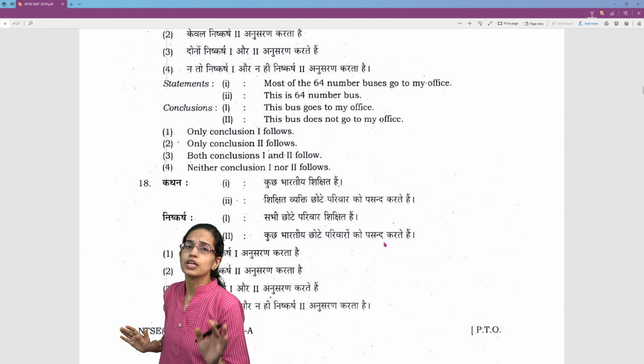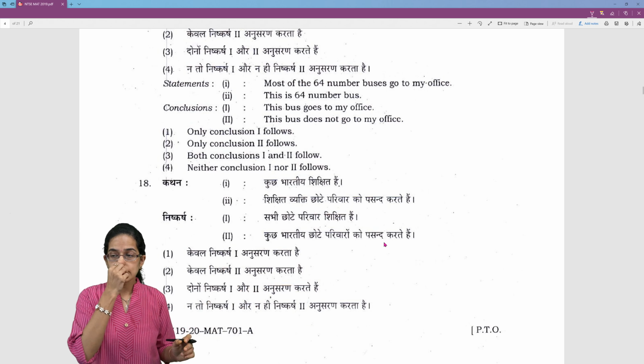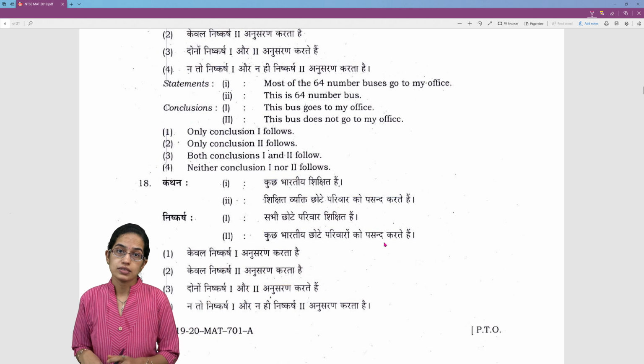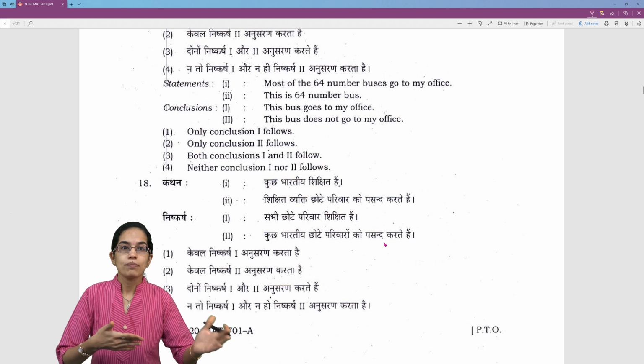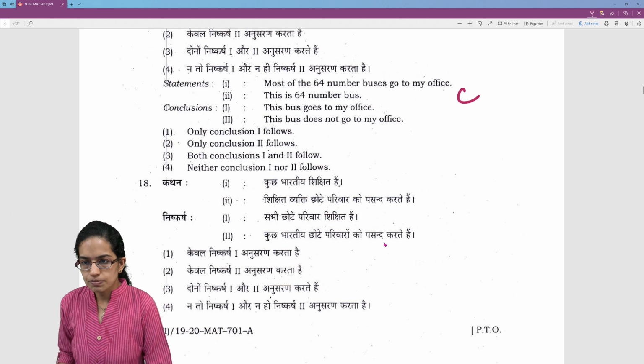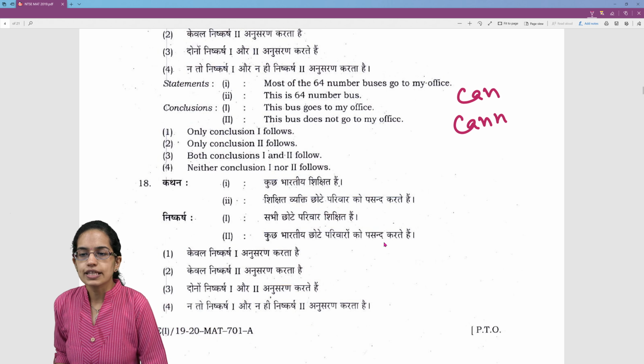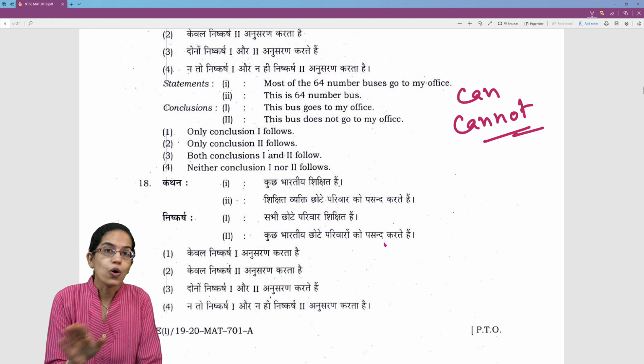Now here two statements are given. Most of 64 number bus goes to my office. This is a 64 number bus. Now since most of the bus go, this bus might go, might not go. So this bus can go or this bus cannot go. I am not pretty sure about it.